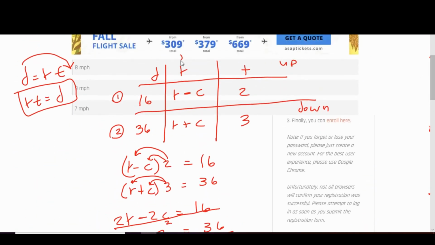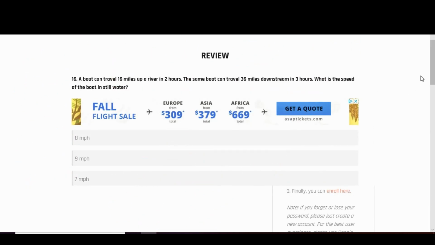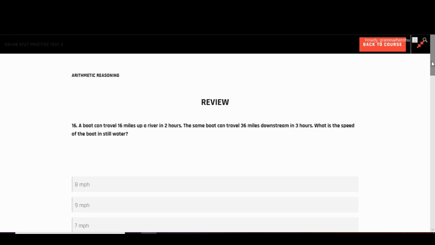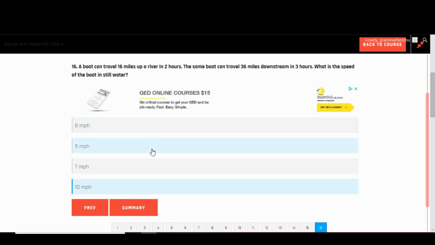Let's go ahead and check this to make sure it works. Again, distance equals rate times time is what we're working with. We know the rate is 10. We know the current is 2. 10 minus 2 is 8. 8 times 2 is 16, so this checks out. Again, 10 is the speed or the rate at which the boat's traveling in still water. The current is 2. 10 plus 2 is 12. 12 times 3 is 36, so we know this checks out. Okay? So again, the answer to this problem is 10 miles per hour. And again, that refers to the rate at which the boat is traveling in still water.